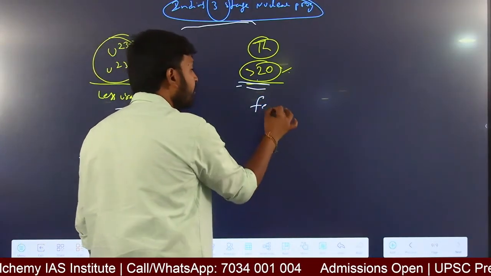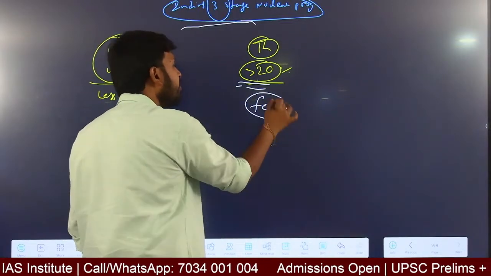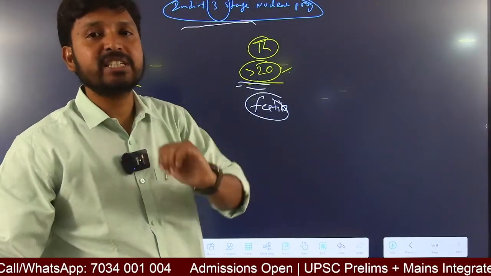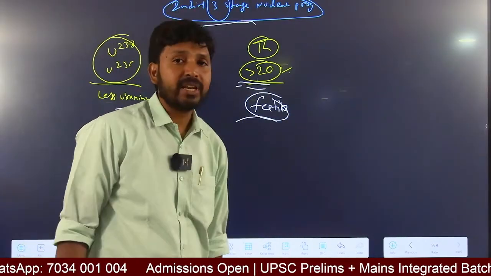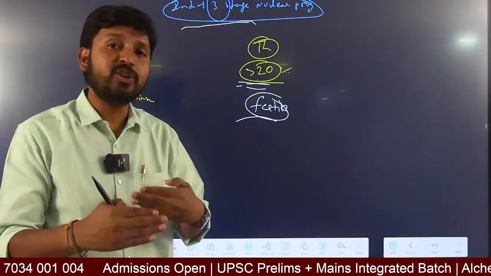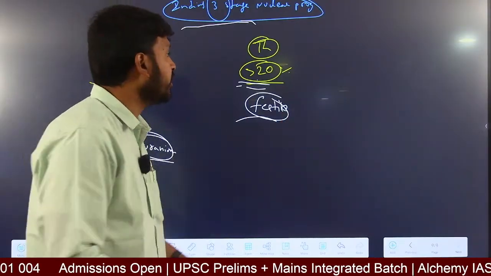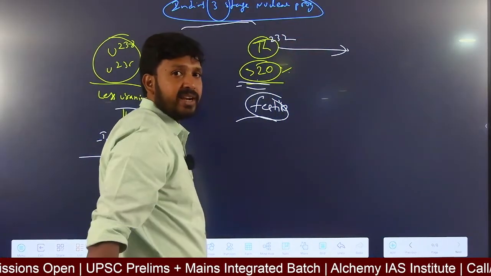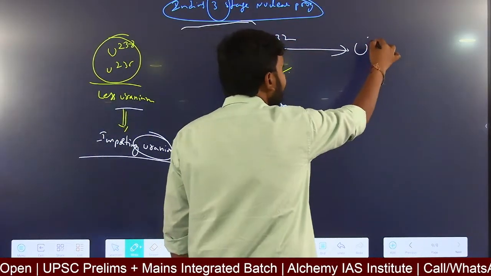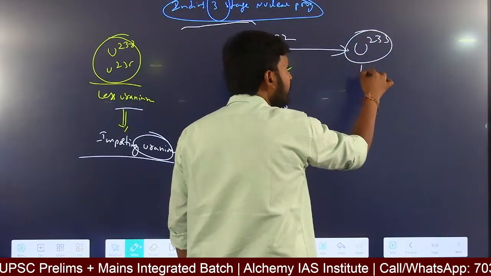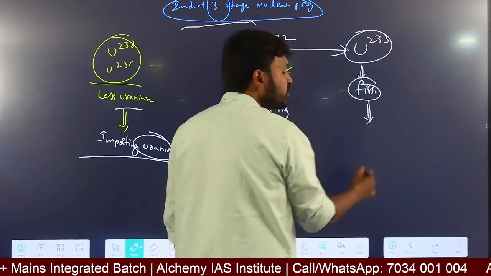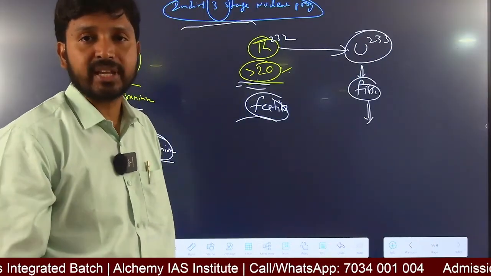It is a fertile material. If this had been a fissile material, then maybe we would not have gone for this three-stage program. But this is a fertile material. If it is a fertile material, it needs to be converted, that is transmuted. Into which one? We have seen this: thorium-232 is transmuted and converted into uranium-233, and uranium-233 is a fissile material. So fissile material means I can use this in my nuclear reactors to generate energy, right?